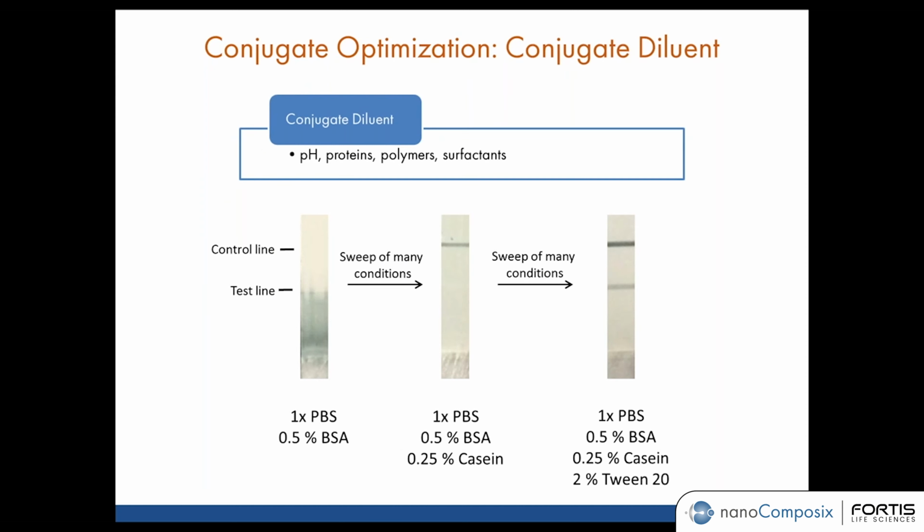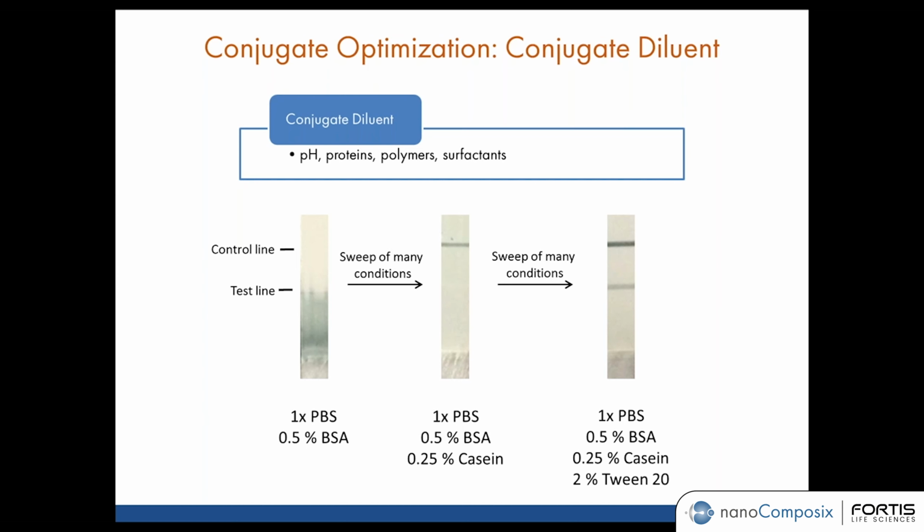Another important optimization to perform is the conjugate diluent formulation. The conjugate diluent is the buffer solution the conjugate is stored in prior to dispensing and drying on the conjugate pad. It often contains a buffer, proteins, polymers, surfactants, and sugars to help stabilize the conjugate upon drying, to aid in long-term stability, and to allow for good resuspension and release of the conjugate when the sample is applied. On this slide, we show 3 positive test strips and expect to see a strong signal at the test line for each strip. Each was run with antigen spiked into freshly collected human saliva.